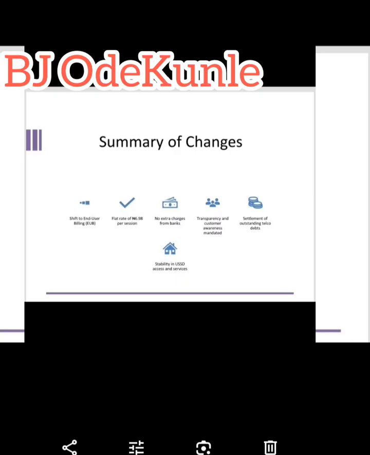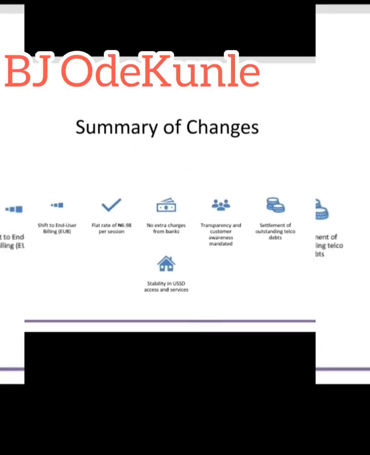Now what that means is that we want to summarize everything we have already said. So let me just zoom it for us to see. Okay, you have seen that now. So there's now a shift to end user billing. The flat rate of 6 naira 98 kobo. No extra charges from banks. Transparency and customer awareness mandated. Settlement of outstanding telco debt. Stability in USSD access and services.